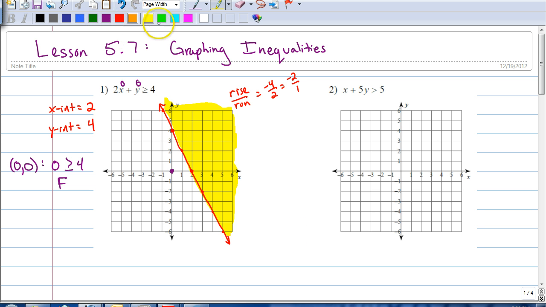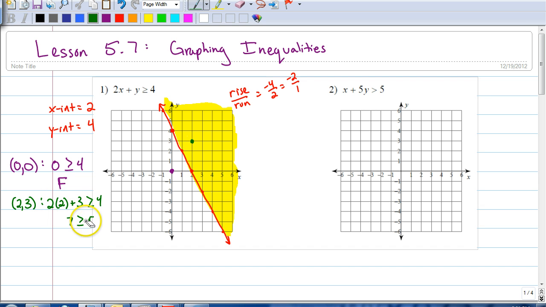And I didn't point this out in the last video, so let's talk about that now. Let's just verify that a point in the yellow region would work. We would just pick any point in this yellow region. Let's say I pick the point 2, 3. If I put 2 in for x and 3 in for y, I have 2 times 2 plus 3. That should be greater than or equal to 4. Well, sure enough, 2 times 2 is 4, plus 3 gives me 7. 7 is greater than or equal to 4. That's a true statement, so that means that's a solution. That would have worked for any point that I'd pick in this yellow region.